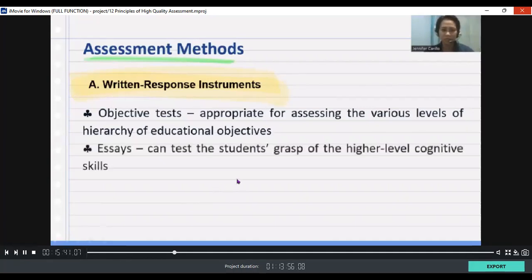Essays can test the students' grasp of higher level cognition skills like their ability to write an essay or to organize their thoughts, defend a situation.